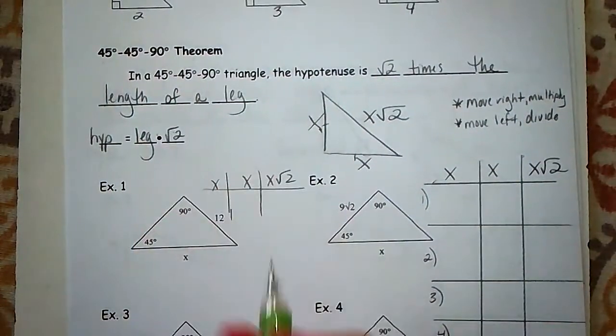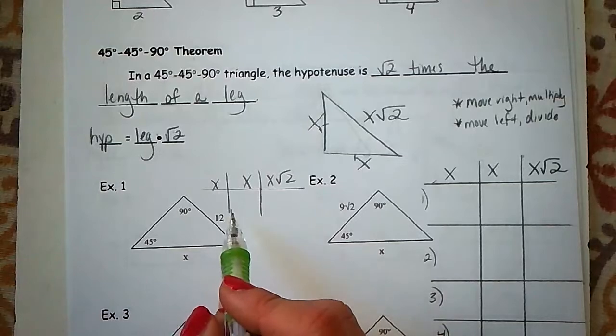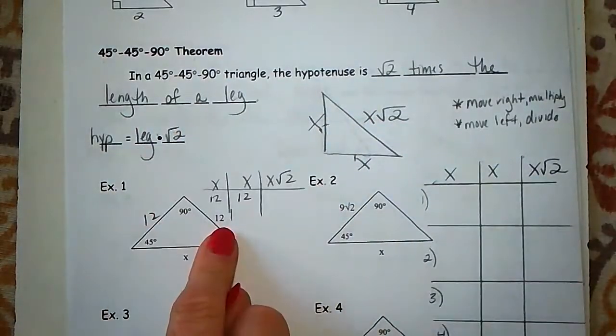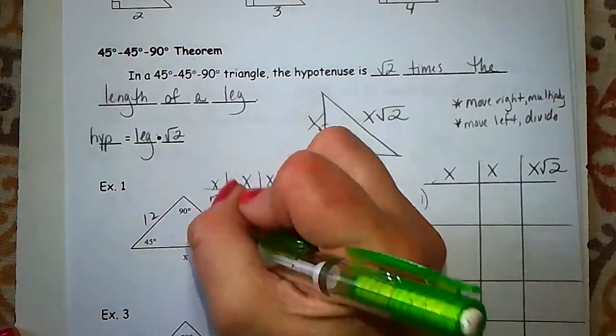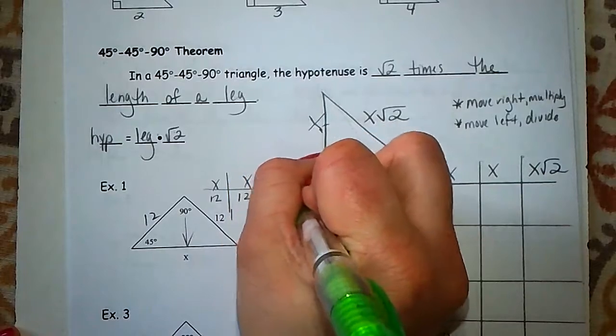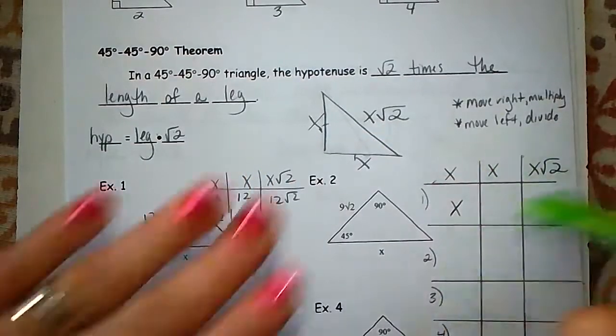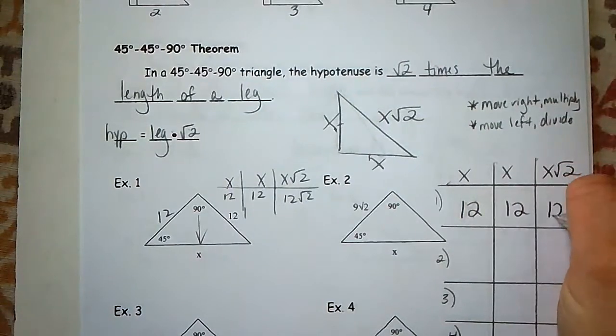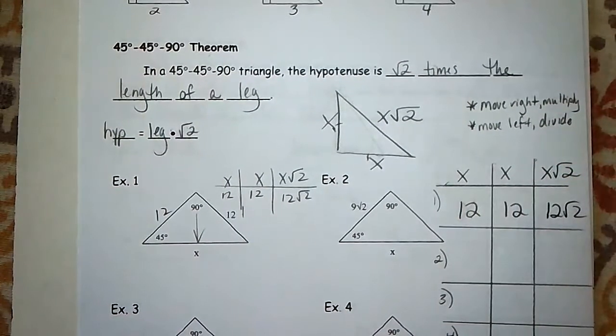So for example, looking at this picture, decide what you have. You have one of the legs. So the legs both go in these two spots. So we know that those two are both going to be 12. Now the hypotenuse, across from the 90, is going to be whatever the leg is times the square root of 2. So we know that's going to be 12 root 2. Okay? And you can make these little tiny tables for each one of these questions.